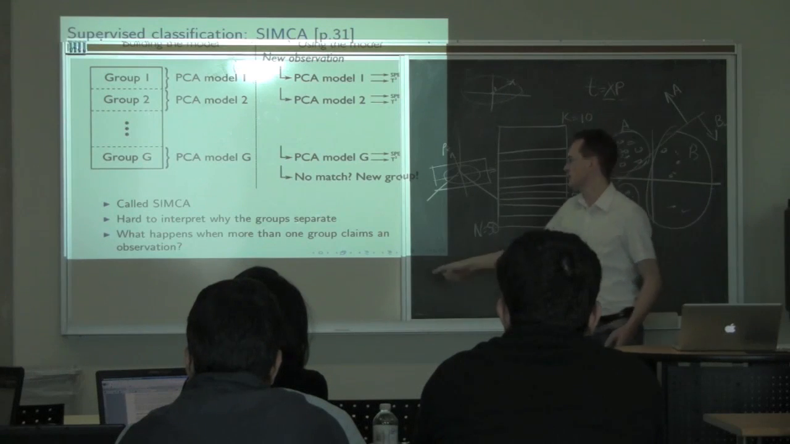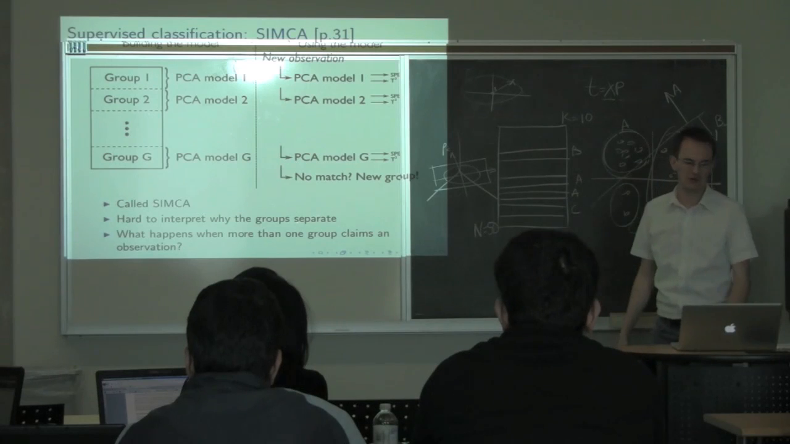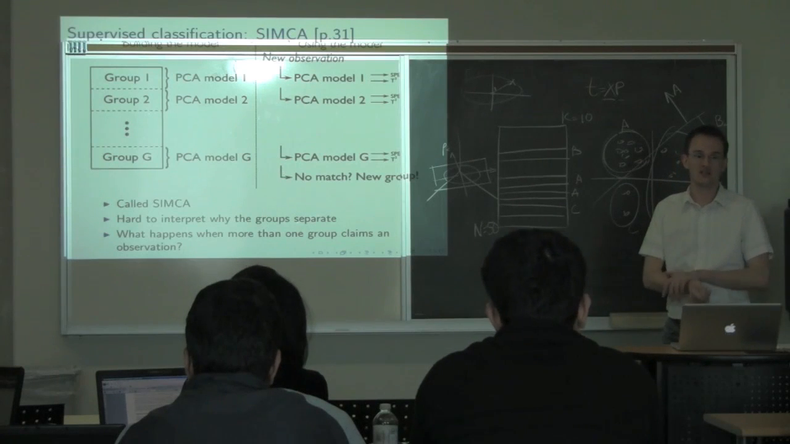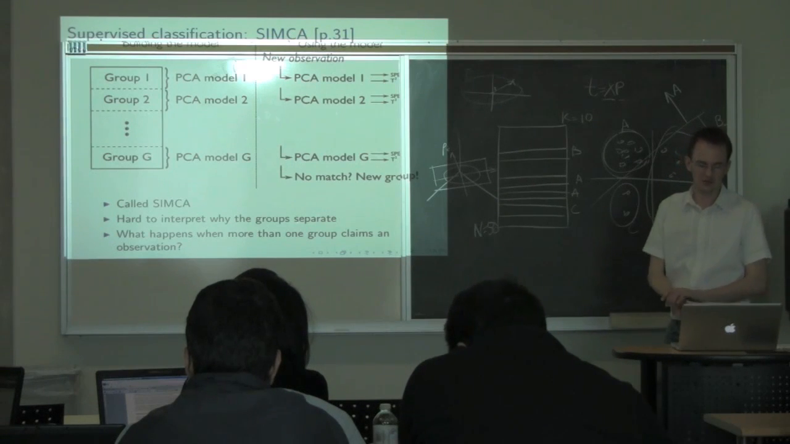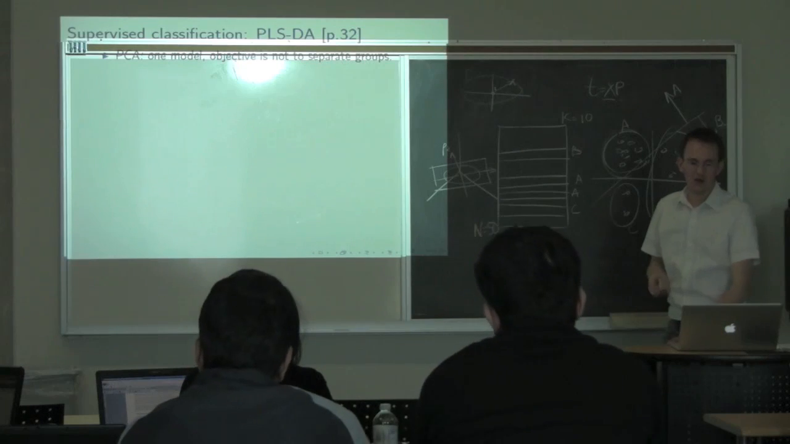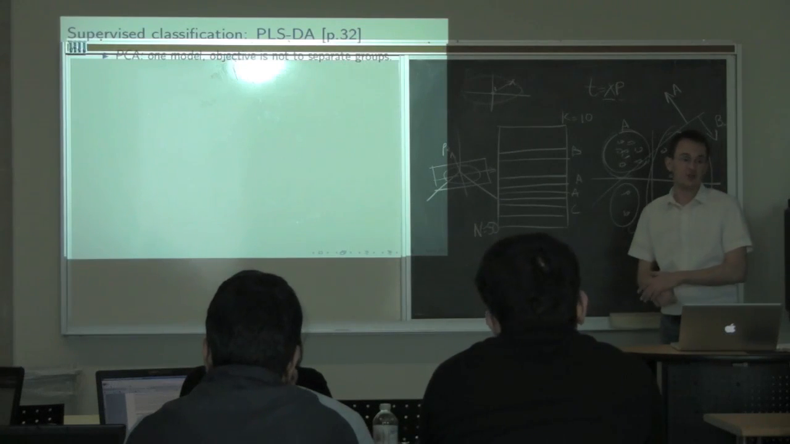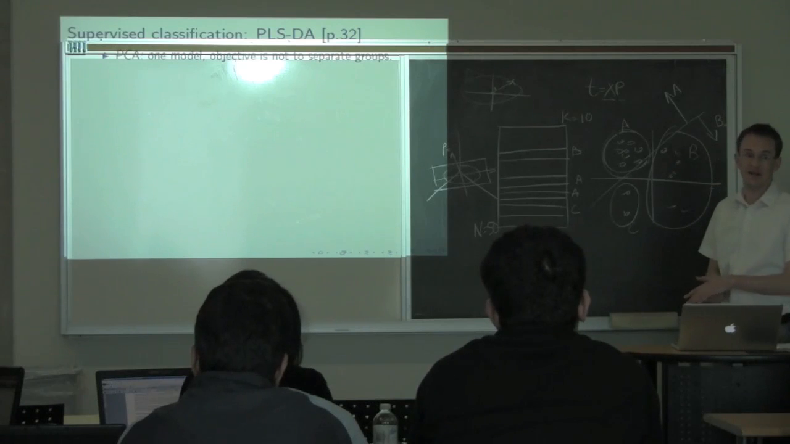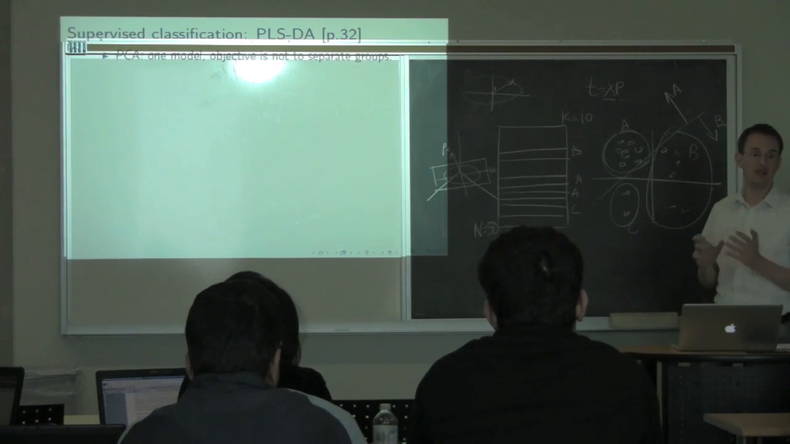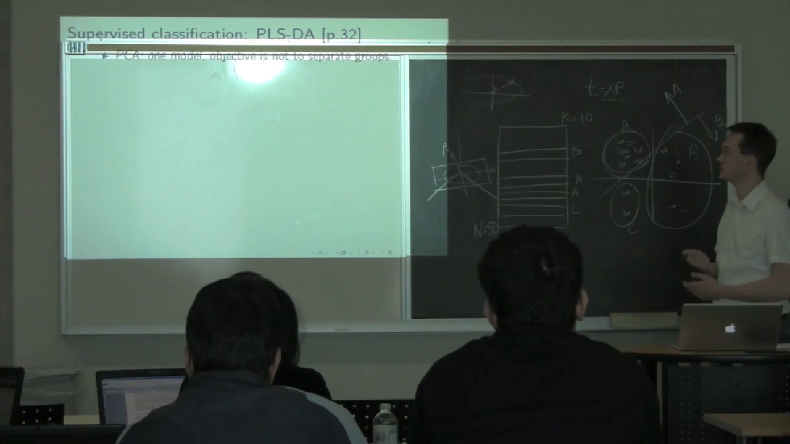Then you just rate what happens when one group claims more than one observation. There's no right answer. There are different ways of dealing with it. And then finally, another supervised classifier is PLSDA. PLSDA is PLS discriminant analysis. So let's take a look.